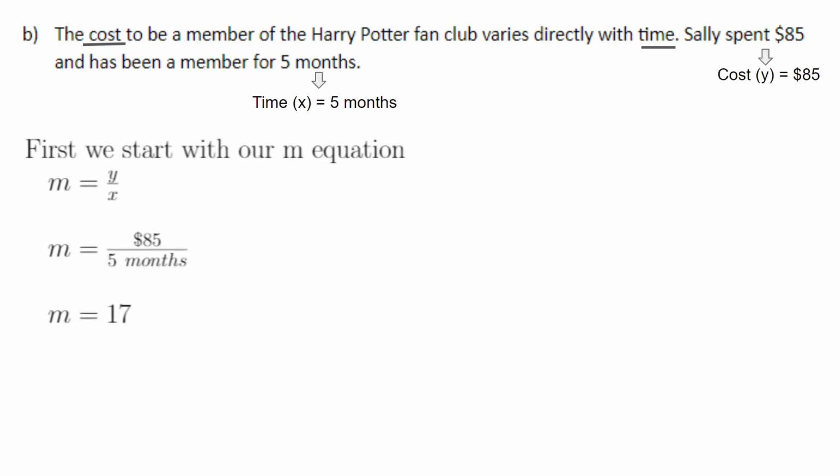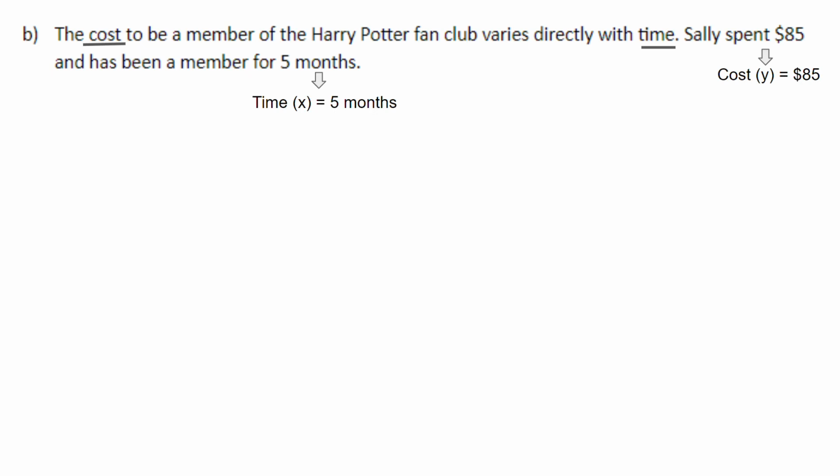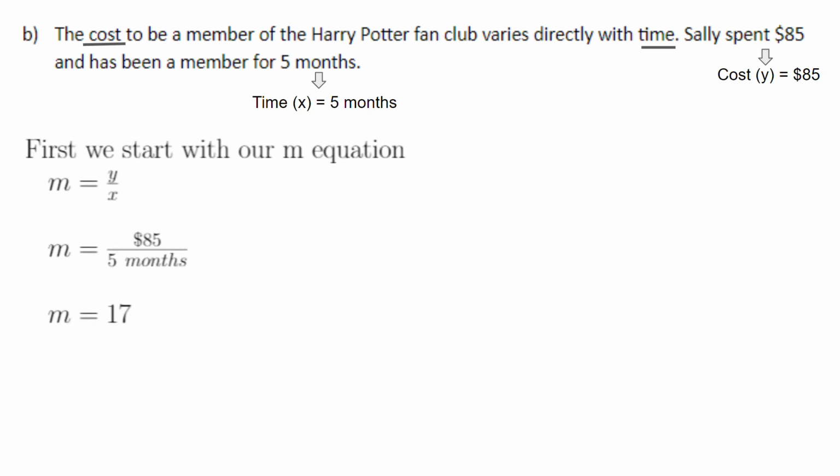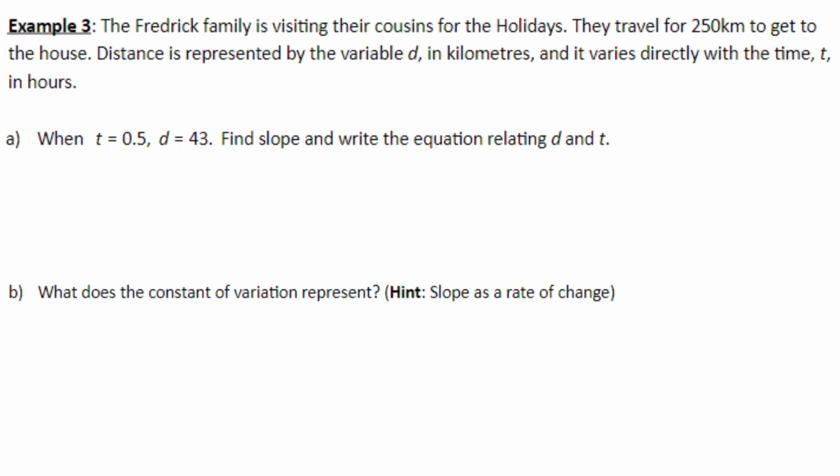So, we're given a sample time and cost, and this sample, in 5 months, Sally spent $85. So we can figure out M using our sample. So we have $85 in 5 months. That leaves us a constant of variation of $17 a month. So we're left with y equals 17x.